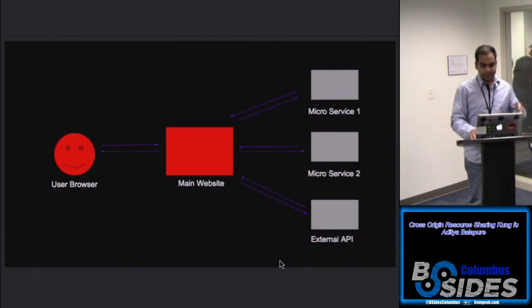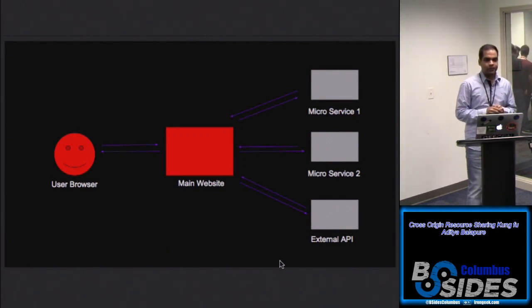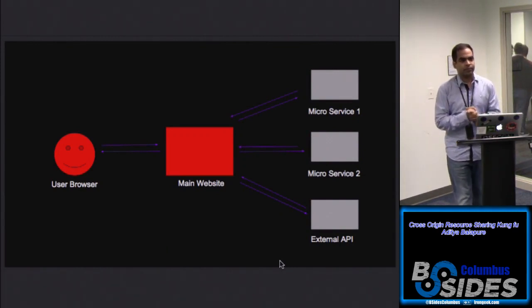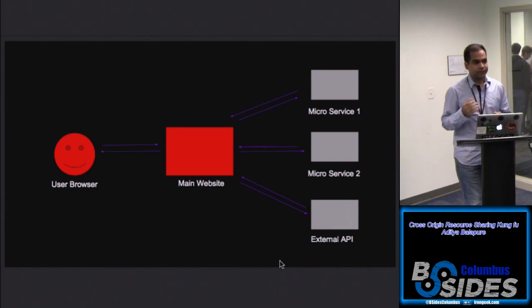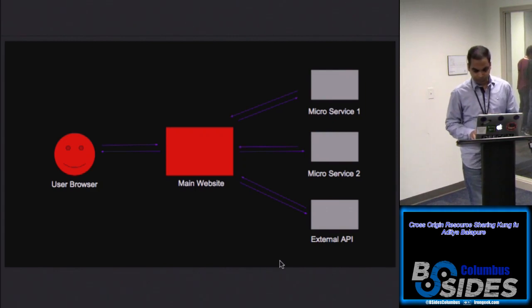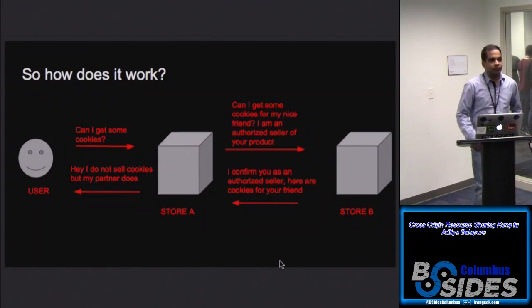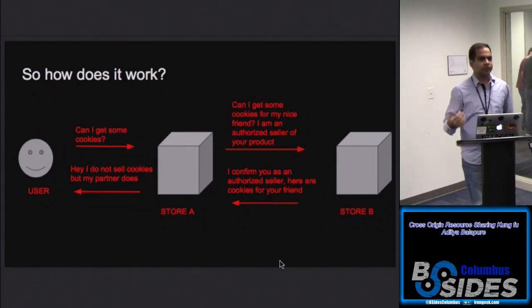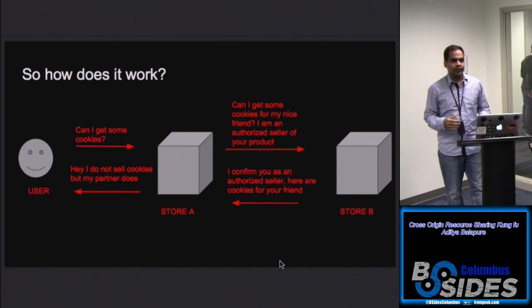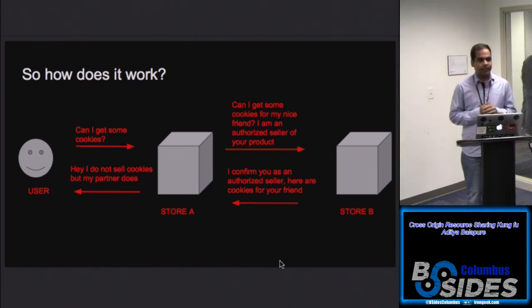Cool. So here's a pretty simple example of how modern website architectures really look. We have a user browser coming onto the main website, and the main website is a collection of different microservices, external APIs, social media, and all sorts of fancy stuff all put together. So how does it really work? We went over a bookish definition of cross-origin resource sharing. Let's try and help you understand this theory in a more lame way.